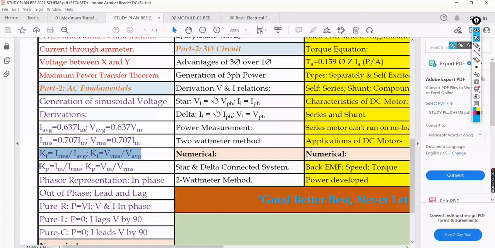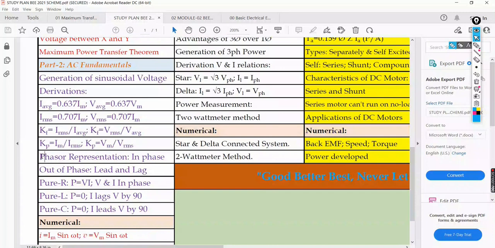Then KP is what? Peak factor. That is the ratio of maximum value to the RMS value. If it is a voltage, VM by VRMS. If it is a current, IM by IRMS. Whatever the value is for the KF and the KP, it is a constant. KF value is what? 1.11. KP value is what? 1.414. Those are the values corresponding to the form factor and the peak factor.